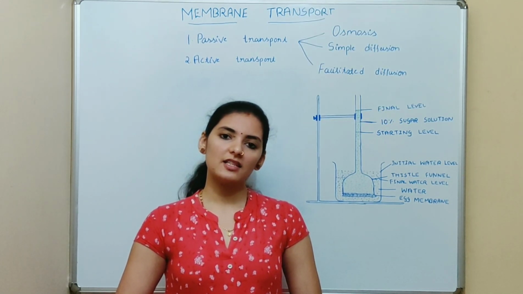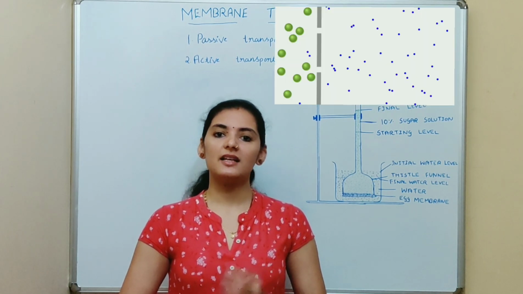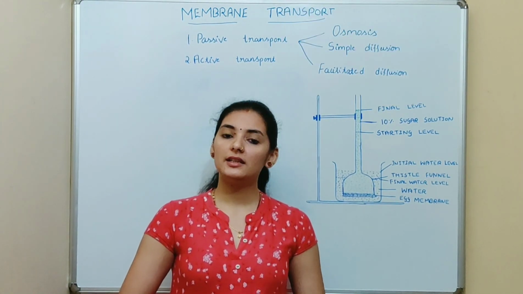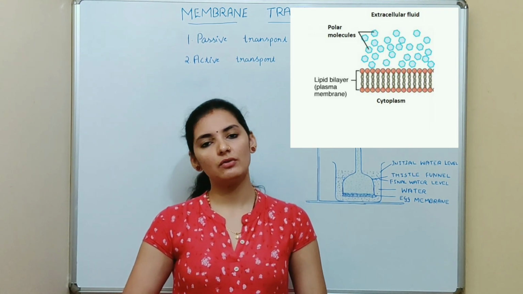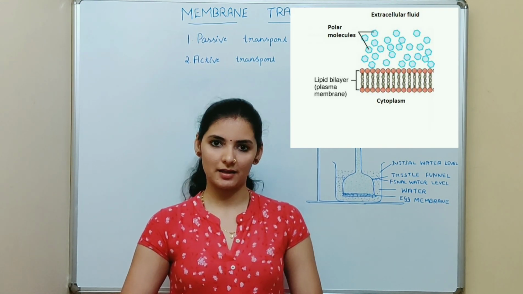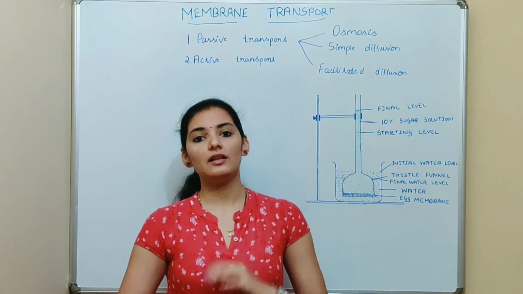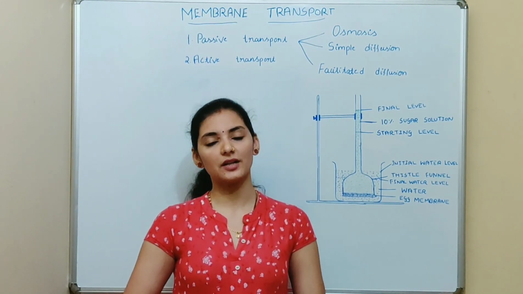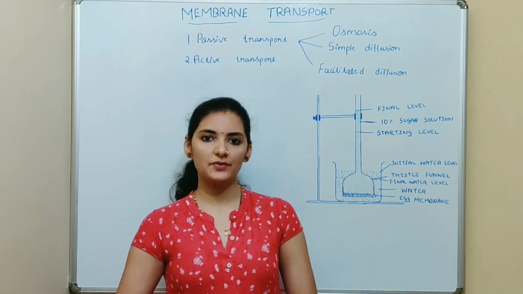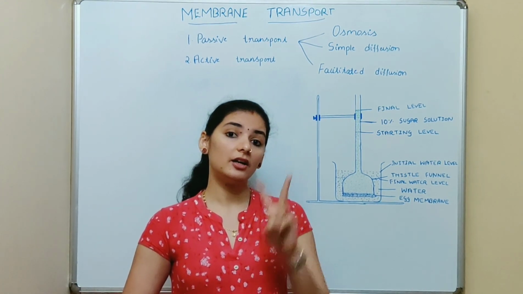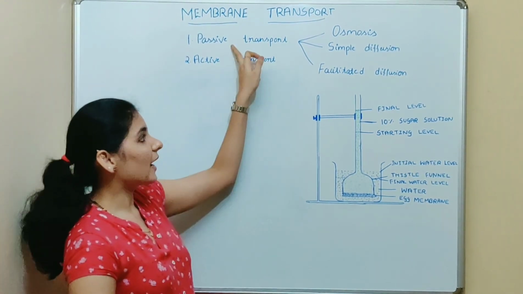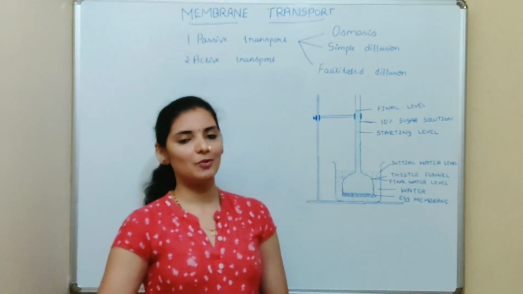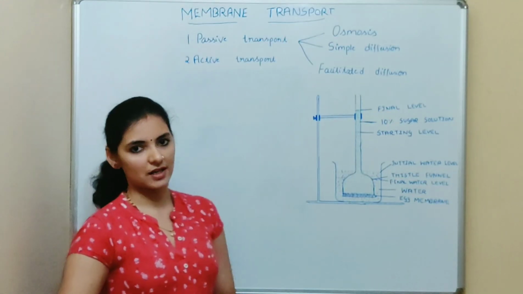As I discussed in the last video, some of the substances, like small and non-polar ones, can easily pass through the membrane. On the other hand, the larger and polar molecules face difficulty passing the membrane, isn't it? So, to solve this problem, the plasma membrane has developed different methods of transport for different types of substances. Mainly there are two types of transport, passive transport and active transport. So, in this video, I am going to talk about passive transport.